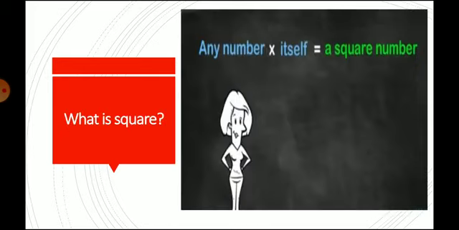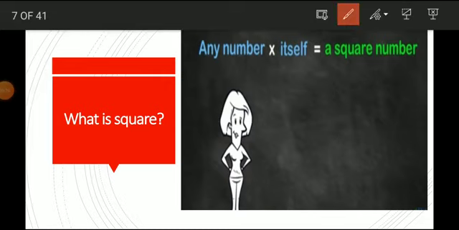So what is a square? Any number multiplied by itself is called a square number. If I take 5 into 5, we get a square number like 5 square. If I take 6 into 6, here any number multiplied by itself is called a square number. So 6 square.